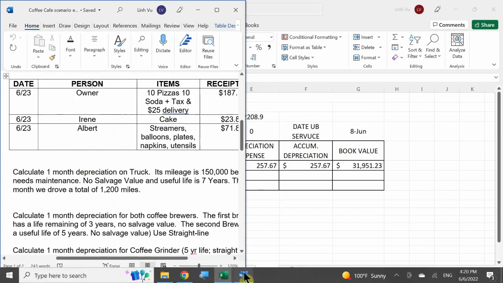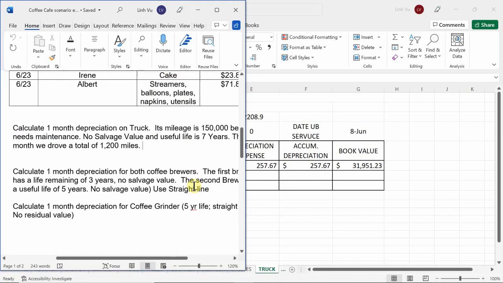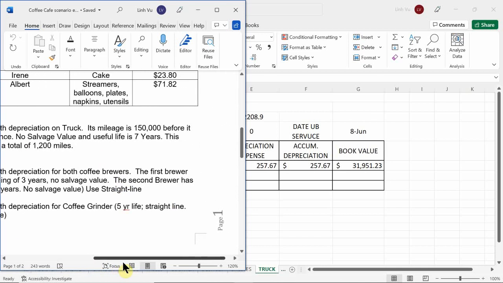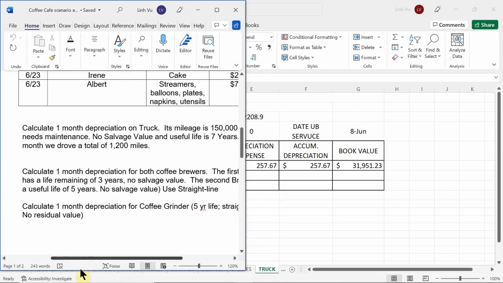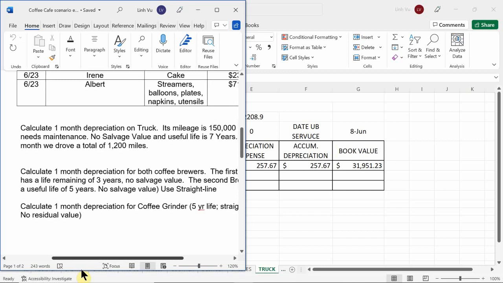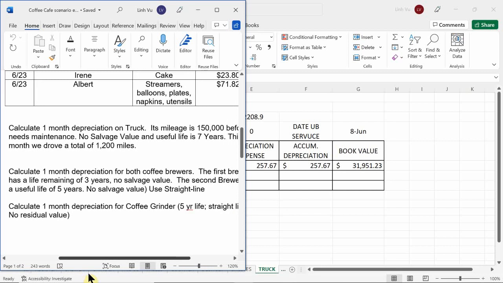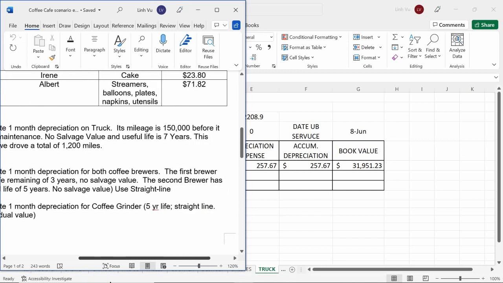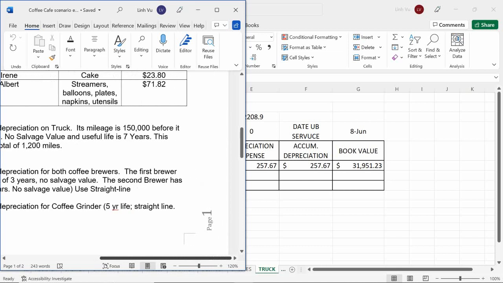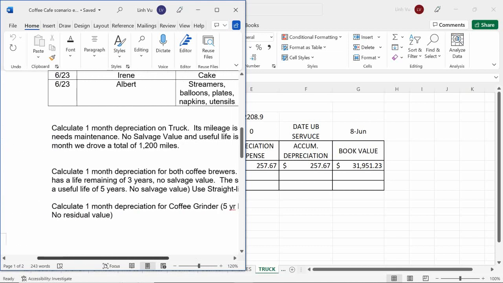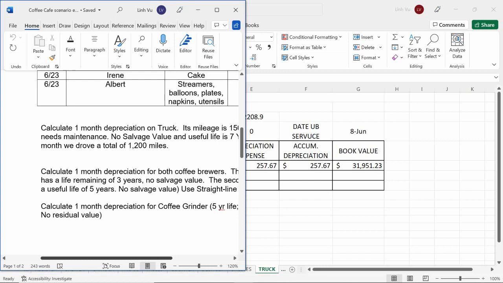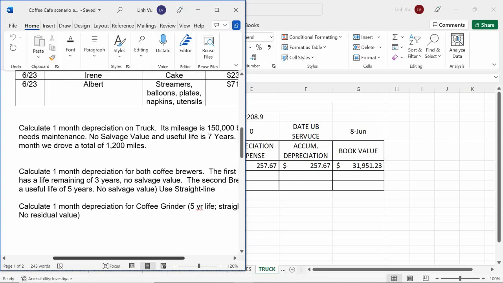Okay. So let's see what the next one says. The next one says here that you are to calculate 1 month's depreciation for both coffee brewers. Okay? But here's what happened here. The first coffee brewer has a life remaining of 3 years, no salvage value, okay? And the second coffee brewer has an estimated useful life of 5 years, no salvage value, okay?